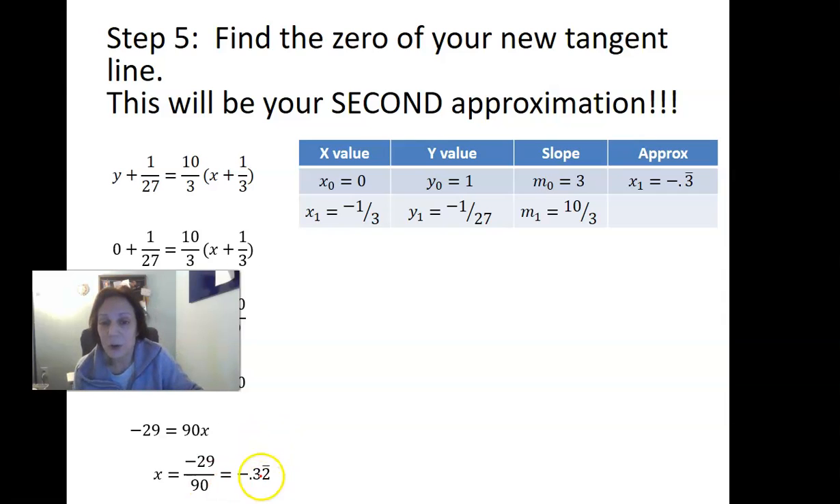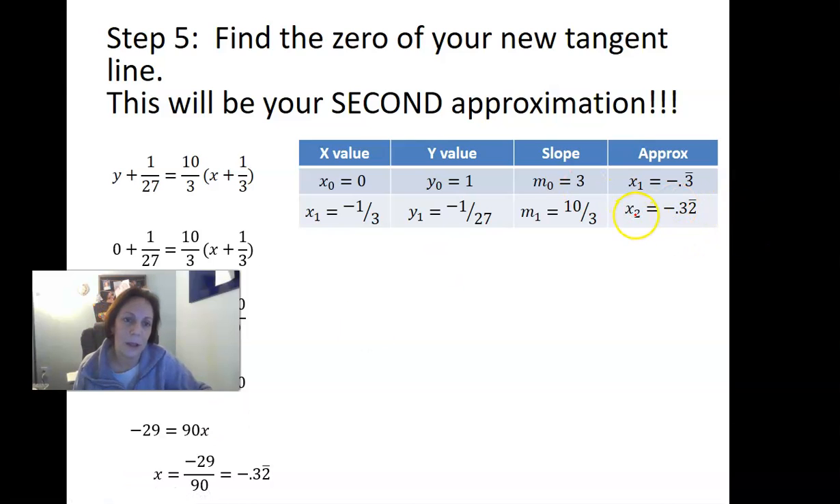And the fact that our slope, or our x value, didn't change that much tells us something. It tells us that we're pretty close to where we're going to end up being. If you were really far off, you'd see a big change in your x values. We're not that far off, so we're only seeing a small change in our x value. So I now have my second approximation.